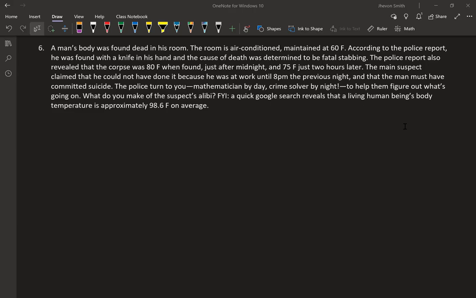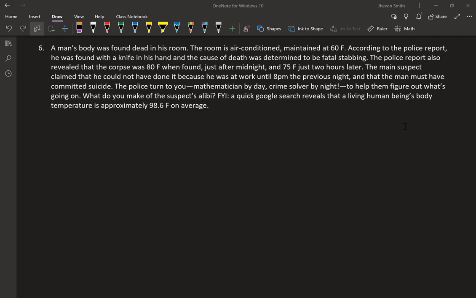Obviously temperature is a big deal here. I also gave you that the average temperature is around 98.6 degrees Fahrenheit for a human being. It's different for every human being, but that's generally taken as the ballpark figure for the average body temperature of a living adult. So the temperature is how we're going to solve this. You're seeing all these temperature measurements. The body was this temperature when it's found, and this temperature 2 hours later. This is supposed to be the temperature it had to start at if the person was alive.